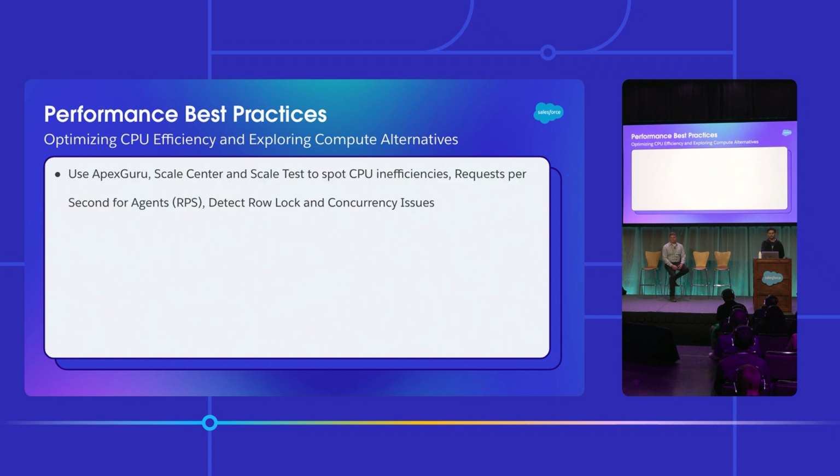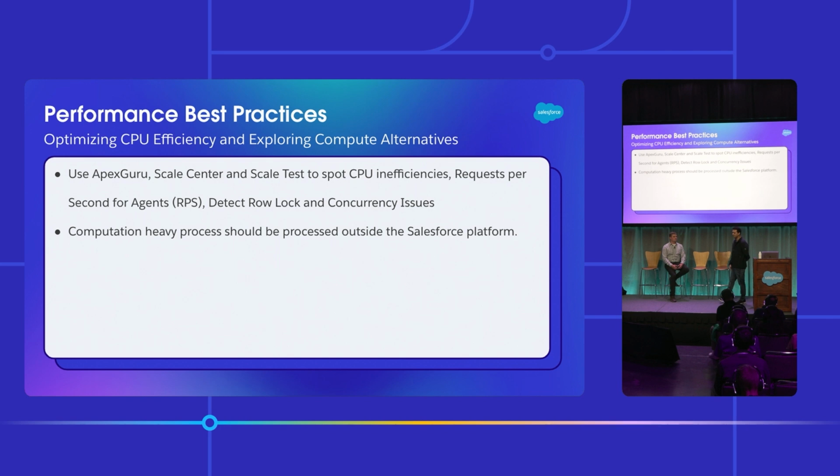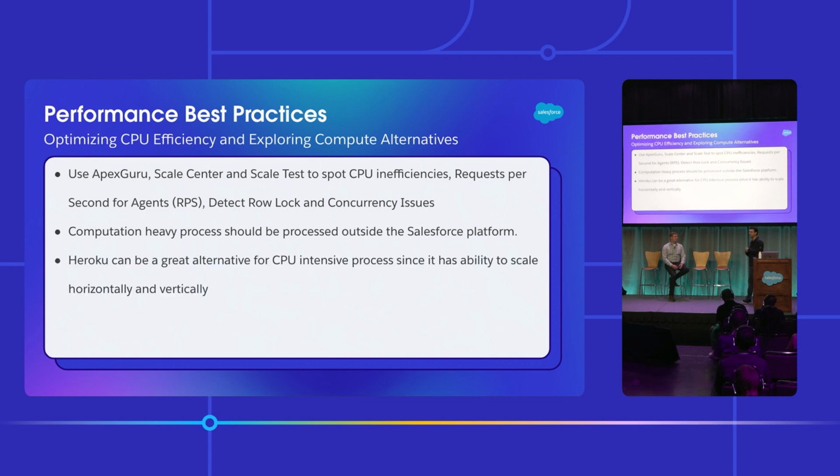Perfect. And then let's talk about CPU efficiency. Again, there are a lot of monitoring tools here, like Apex Guru, that can really spot CPU inefficiencies. So please take a look at those tools. And then, sometimes the computation can be so heavy that Apex is not meant for it. I've seen developers trying to use Apex for these computation-heavy tasks, like image processing and zip, although now we have zip capability natively built in. But some of these processes can be handled using other tools that we have, like Heroku.